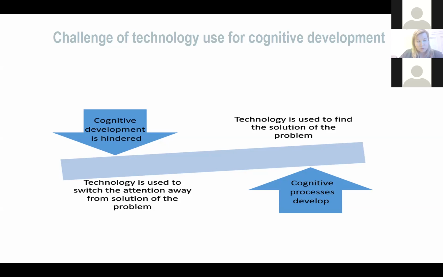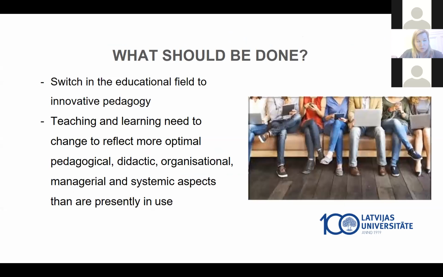So we can't say that we are on one side or the other. It's our task to see how technologies are used and how these technologies are supporting the learning process. And if we are doing something not correctly, we of course can influence the development of cognitive processes, and we can switch it to positive outcomes.